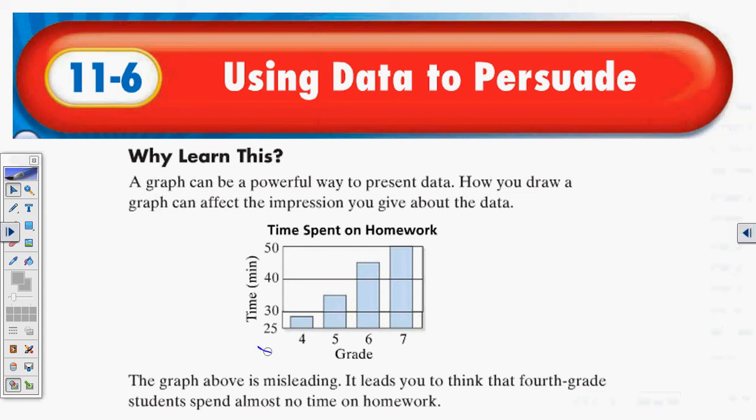So if you look at this graph, it's quite misleading. It is misleading because it starts at 25 and then it leads you to believe that 4th grade students spend almost no time on homework, when really the truth is they spend about 28 minutes, which is quite a bit. But they want it to look really little and they want 7th grade to look huge. So this graph is quite misleading.